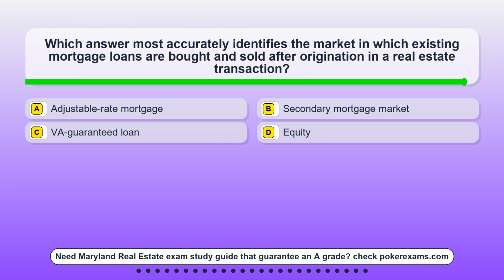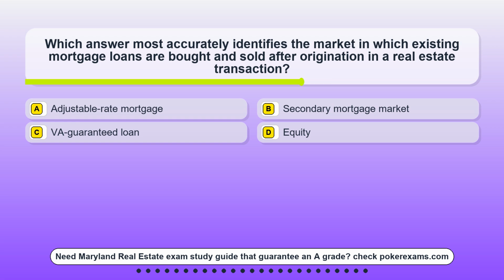Question 14. Which answer most accurately identifies the market in which existing mortgage loans are bought and sold after origination in a real estate transaction? Option A, adjustable-rate mortgage. Option B, secondary mortgage market. Option C, VA-guaranteed loan. Option D, equity.